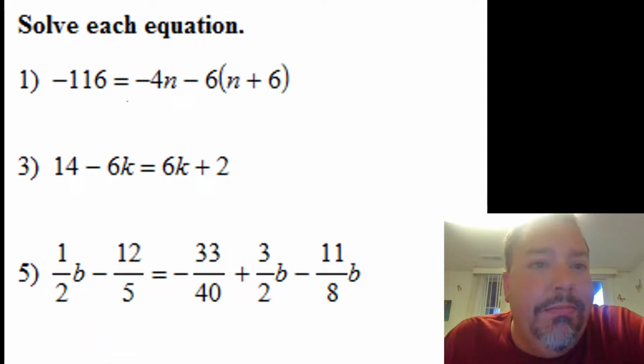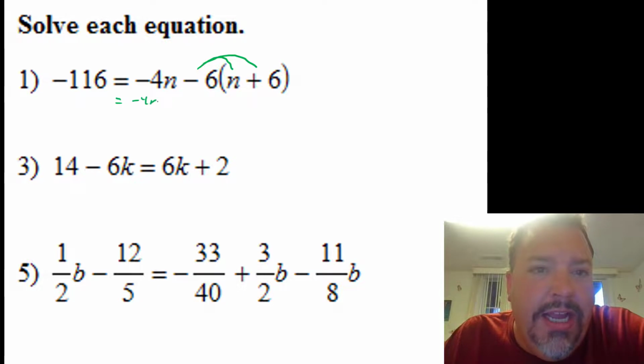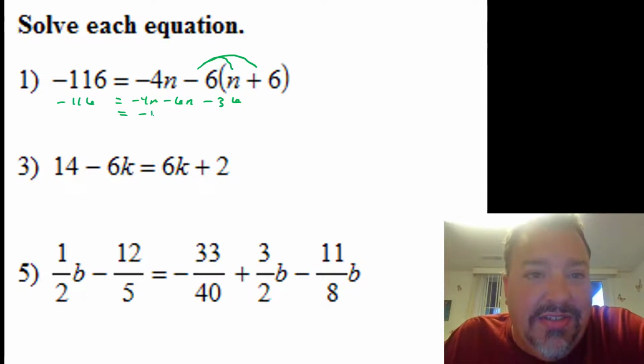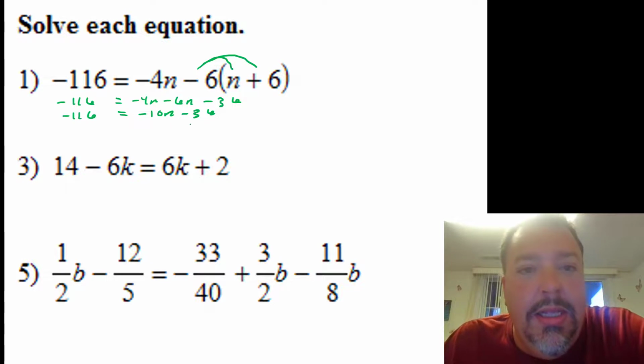For number 1, we look at the left side. There's nothing to simplify there. We look at the right side. Okay, we can simplify this a little bit. So we go ahead and distribute. And that's going to give us negative 4n minus 6n minus 36. Over here we have negative 116. We can combine like terms again. So that gives us negative 10n minus 36. And over here we have negative 116.